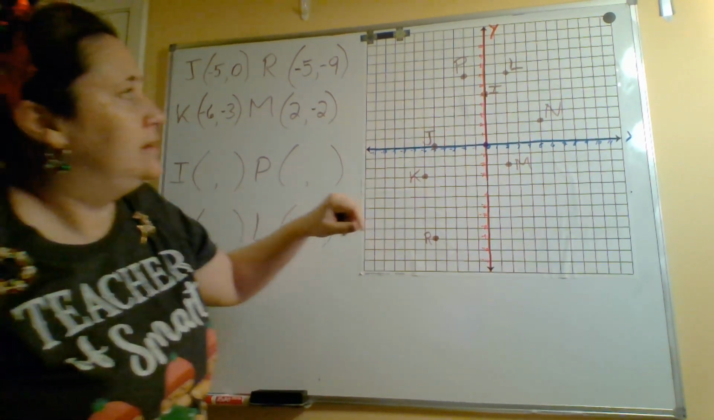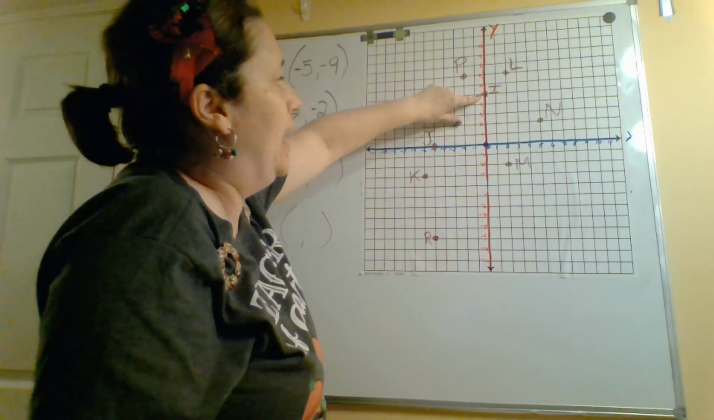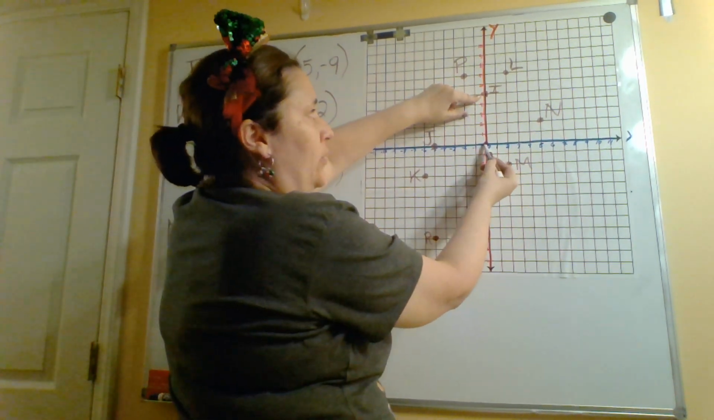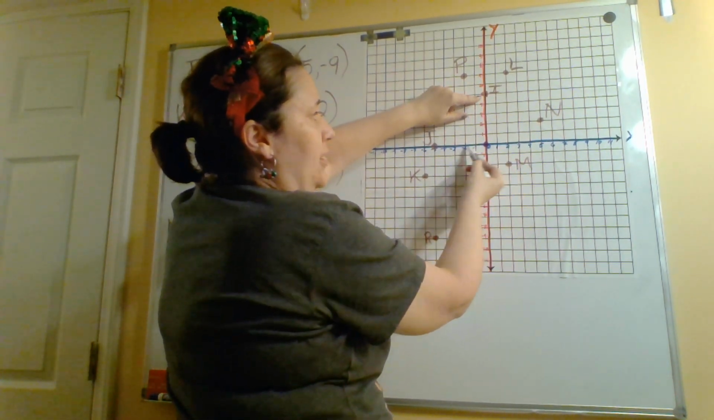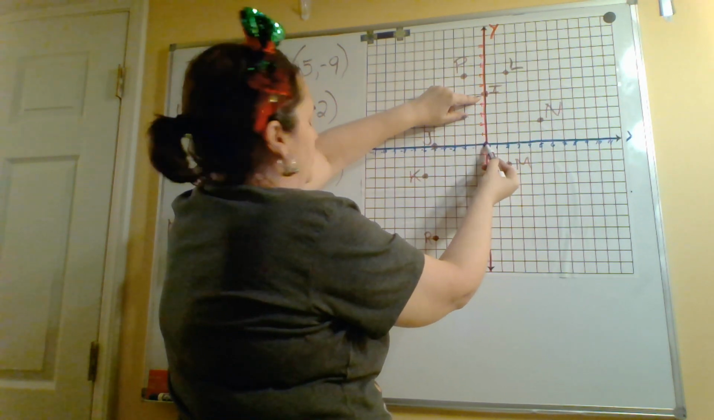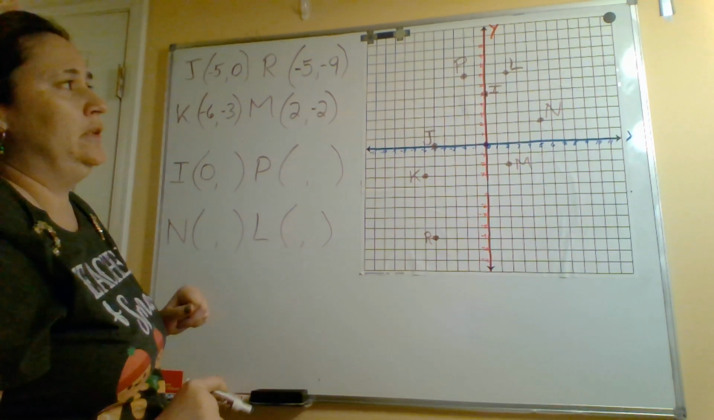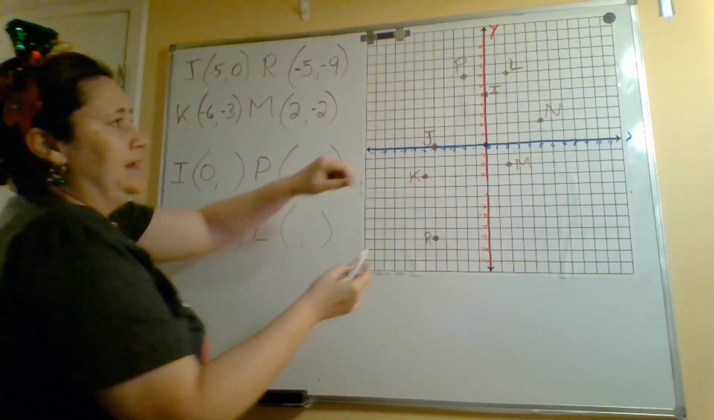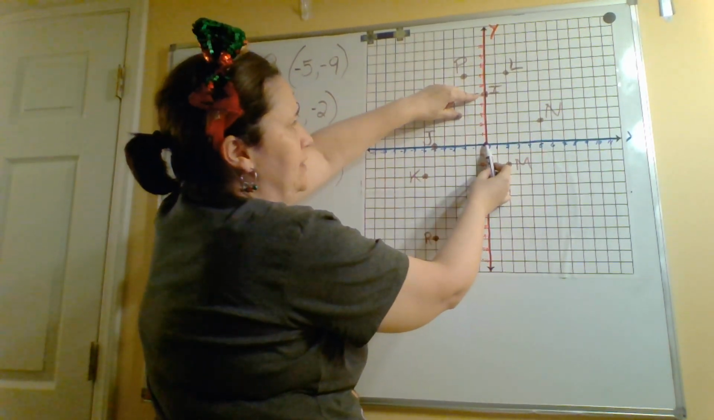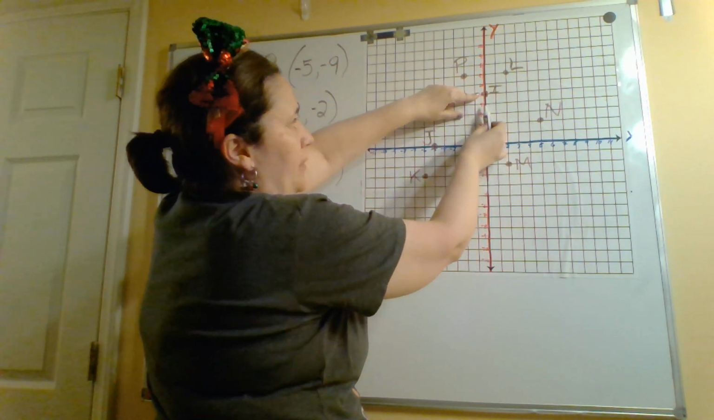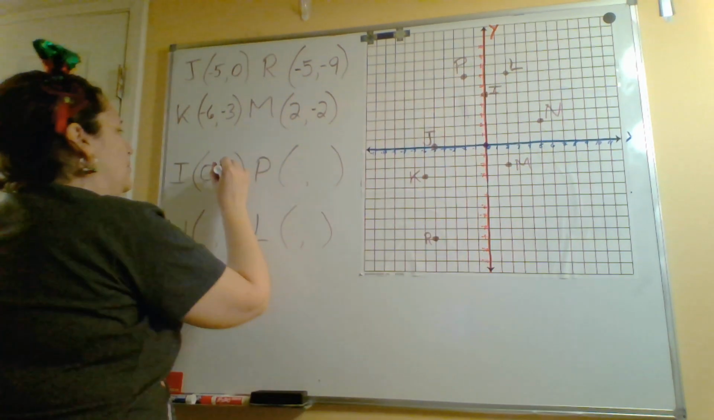Letter I is right here on the y-axis. So start at the origin. For letter I, did they go left or right at all? No, they didn't. So the first number is 0. The second number is how far up or down they went. For letter I, they went up 5. So the second number is 5.